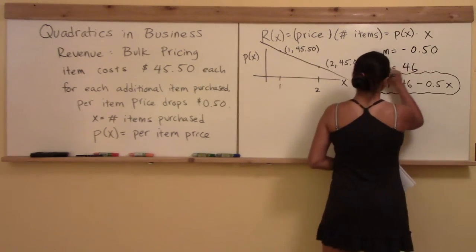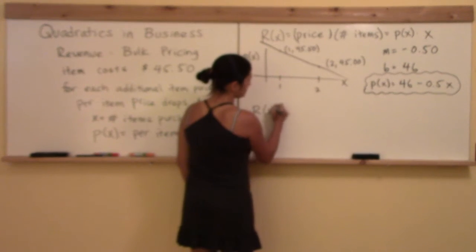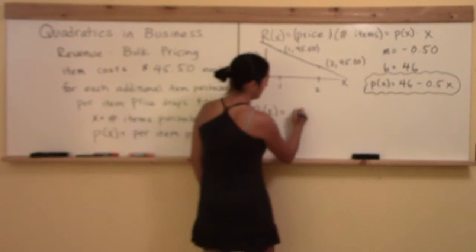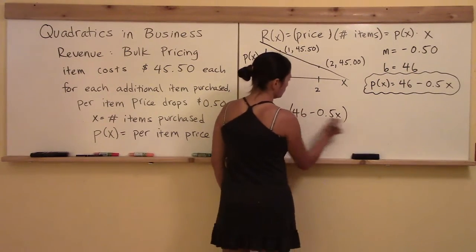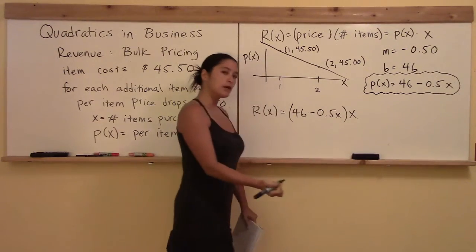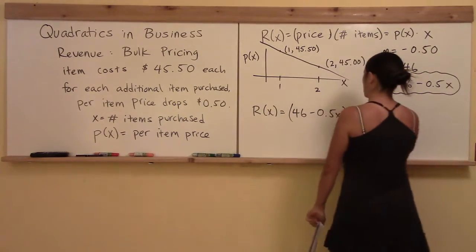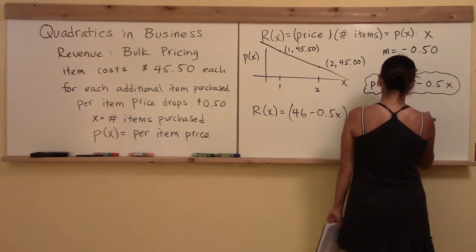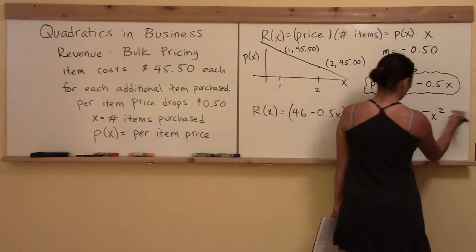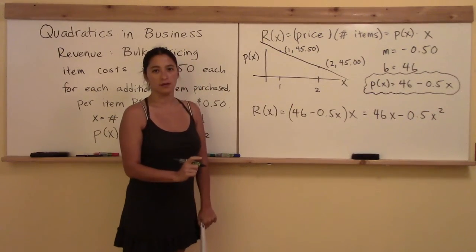So here's our price function, and then let's write down what our revenue function is going to be. It's going to be price times number of items, and the price depends on the number of items, which is the new thing. Then we're going to multiply that by x, and so now I'm going to FOIL that through, or actually just factor it. So you got 46x minus 0.5x squared. Nice. That's our revenue function now.